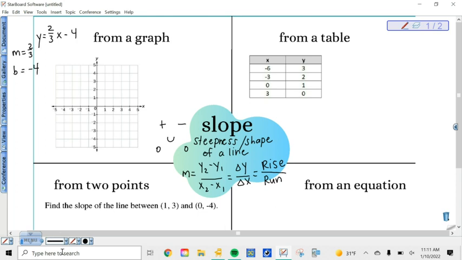-4. So now when I want to go and graph this equation, what's my first step? Find your y-intercept, and then use your slope to create the line. Exactly, we first plot our y-intercept, and then we use the slope to draw the line. So the y-intercept is on the y-axis, the vertical axis, down at -4. And if my slope is 2/3, what is that in terms of rise over run? What's my rise and what's my run?